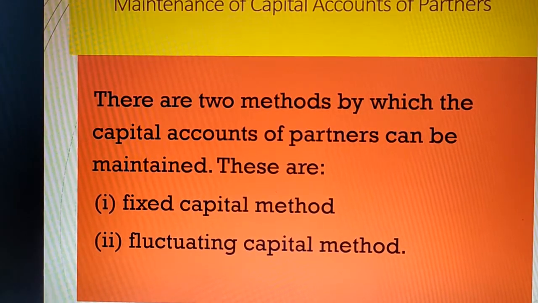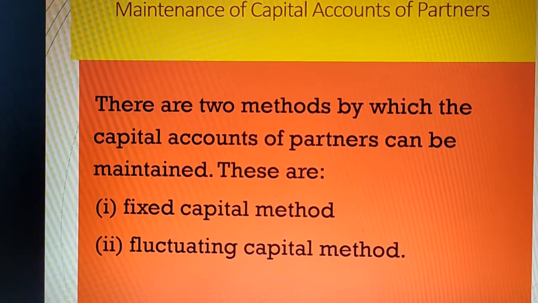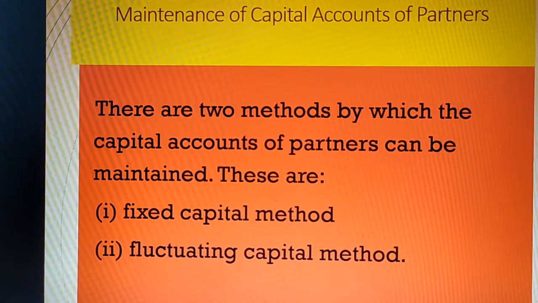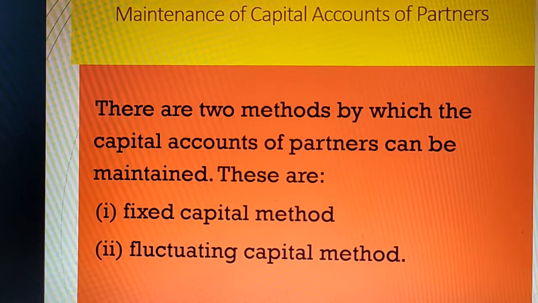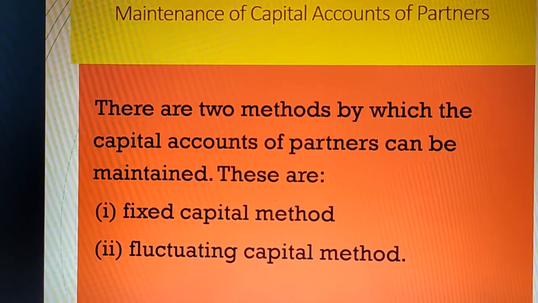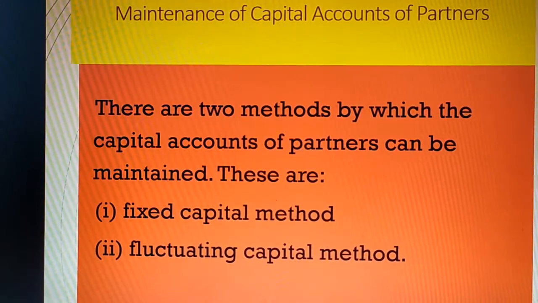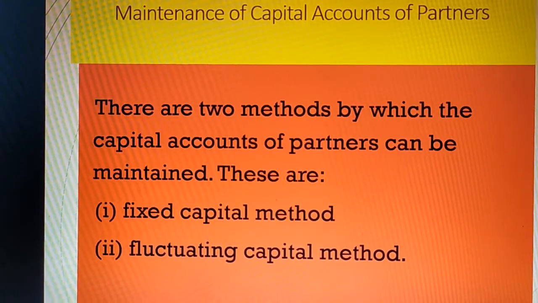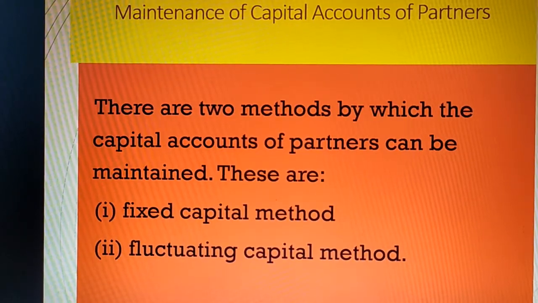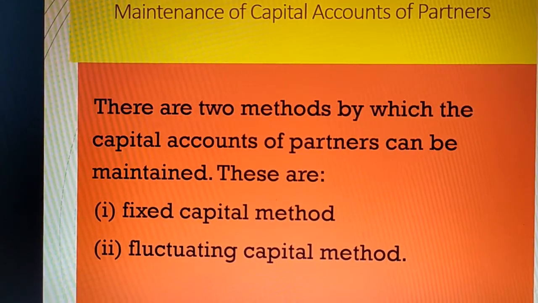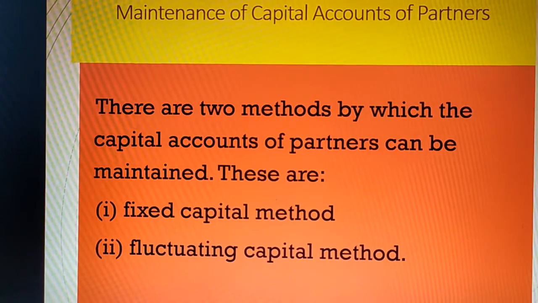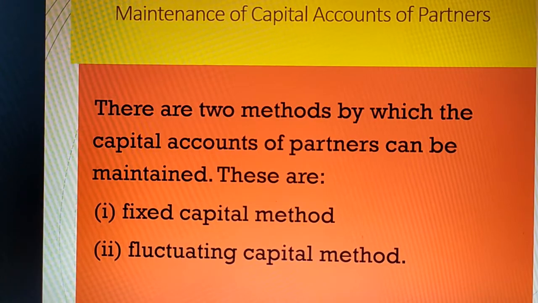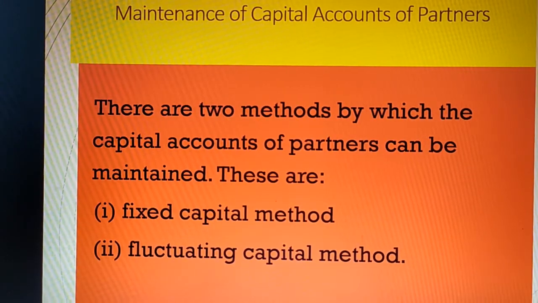Now the amount which the partners contribute to the firm is termed as their capital. Now how will the capital account of partners be maintained in a partnership firm? There are two methods by which the capital account of partners can be maintained. These methods are namely the fixed capital method and the fluctuating capital method. So we shall continue this discussion in our next video, along with the remaining topics from this chapter.